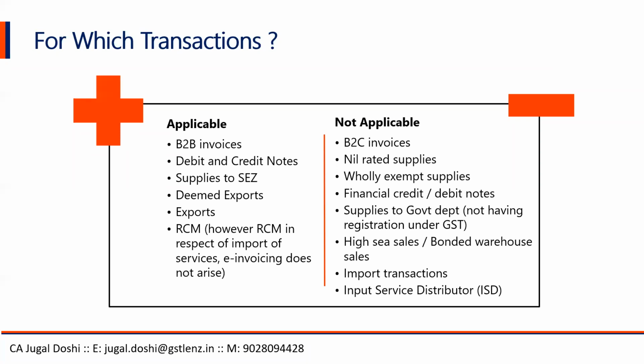For not applicable, we have B2C supply invoices, nil rated supplies, and wholly exempt supplies. So let's say I am supplying wheat, which is exempt from GST. So for this supply, e-invoice won't be applicable.